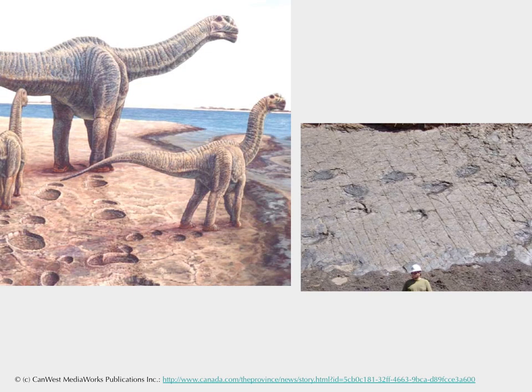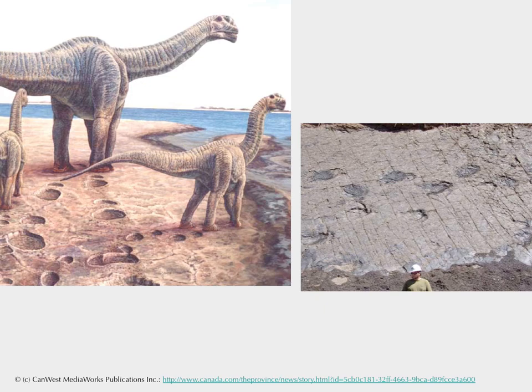Here's another example of a trace fossil. Dinosaur footprints. So how do you know dinosaurs moved? Some dinosaurs, like sauropods, moved in herds. Well, we find evidence of trackways where they're moving in parallel, and they have smaller footprints in the middle.